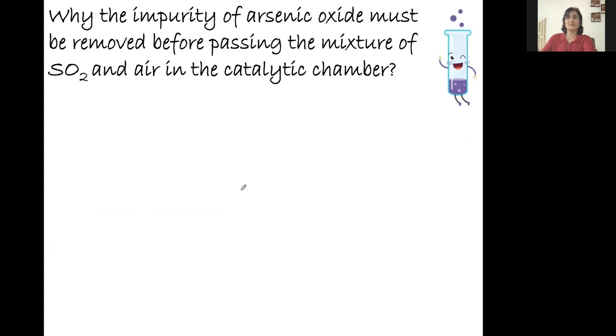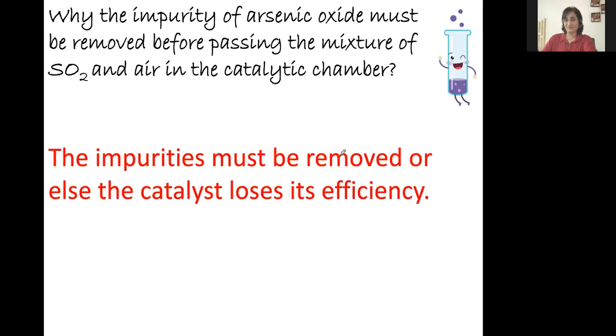Oh, you have one more doubt. Let's see. Why must the impurity of arsenic oxide be removed before passing the mixture of SO2 and air into the catalytic chamber? Why must the impurity be removed? Definitely, if the impurities are there, the catalyst won't be as efficient as it should be. So impurities must be removed or else it will lose its efficiency. That was a good question.